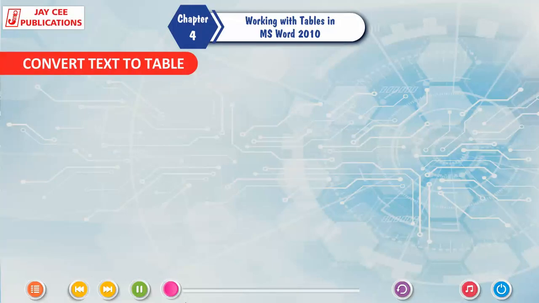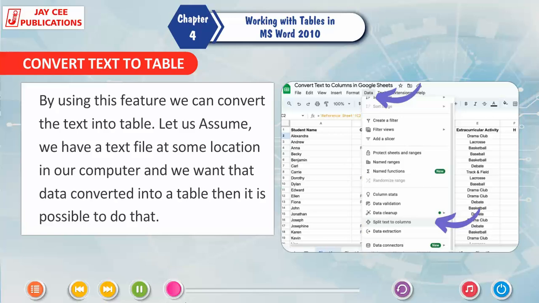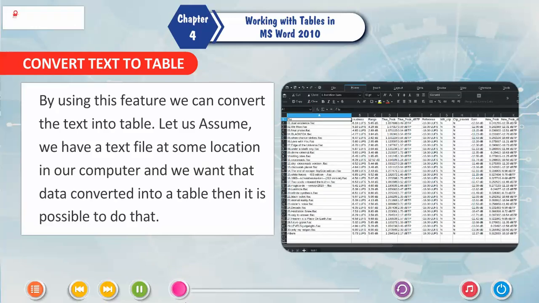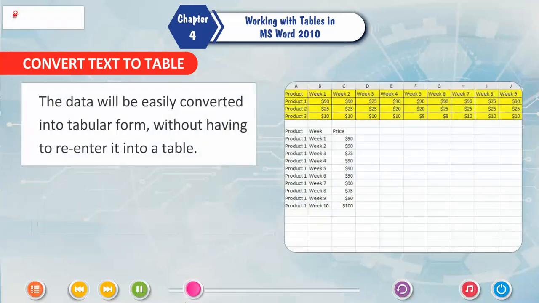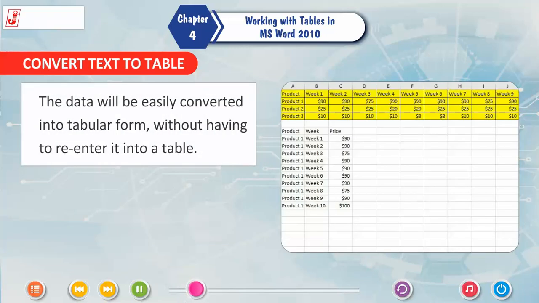Convert text to table. By using this feature, we can convert text into a table. Let us assume we have a text file at some location in our computer and we want that data converted into a table. Then it is possible to do that. The data will be easily converted into tabular form without having to re-enter it into a table.